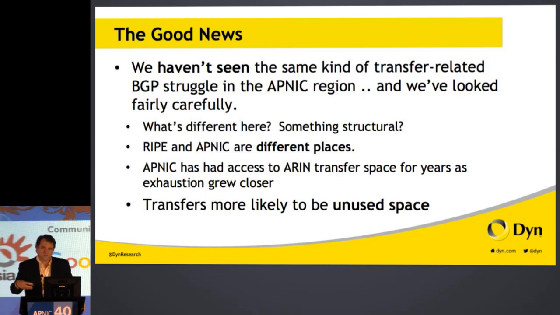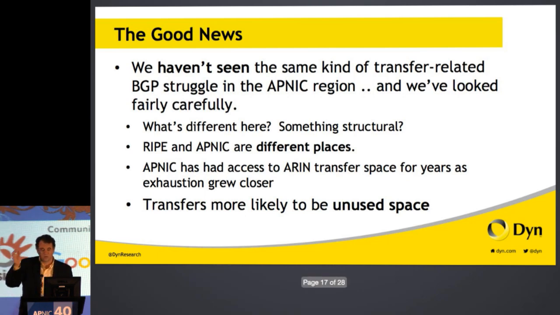But we have a theory about why this is. Obviously, the RIPE region and the APNIC region are very different places. For one thing, it's interesting that APNIC has had access to the inter-region transfer market for some time, whereas RIPE is just getting around to thinking about that. And more importantly, things that are transferred inside APNIC space and into APNIC space have a higher probability of being unused. Okay? The problem with that Romanian prefix was people had been using it for a long time.